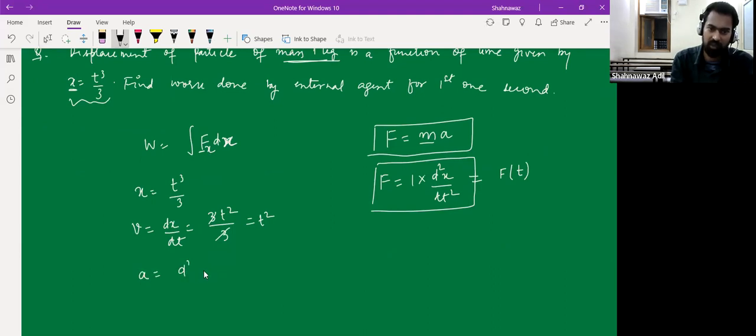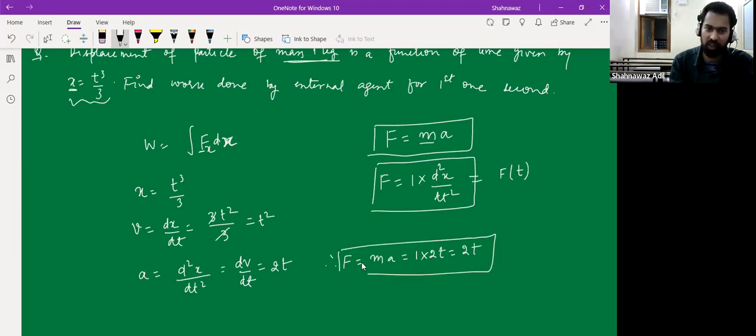d²x by dt² is dv by dt. So this is what? 2t, right. So F will be what? F will be mass into acceleration, so 1 into 2t, so this is 2t. Right, this is the force and this is the velocity. Yes.